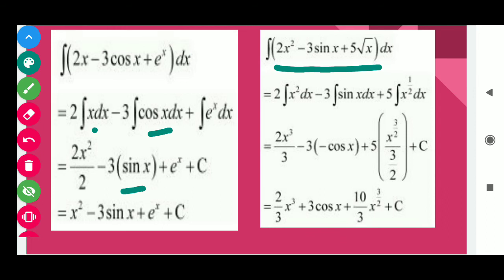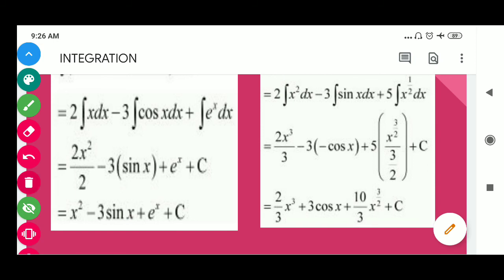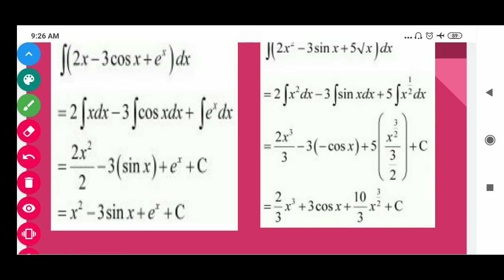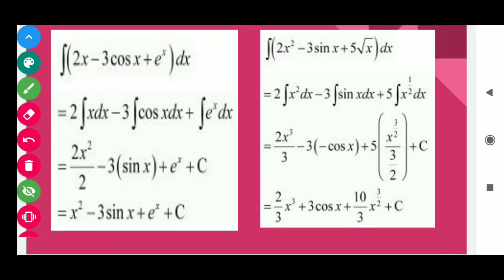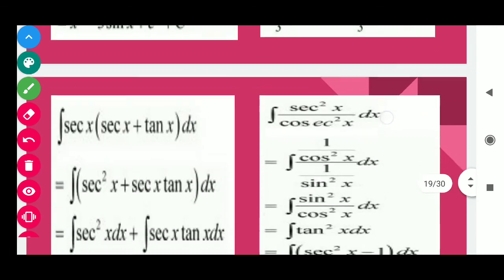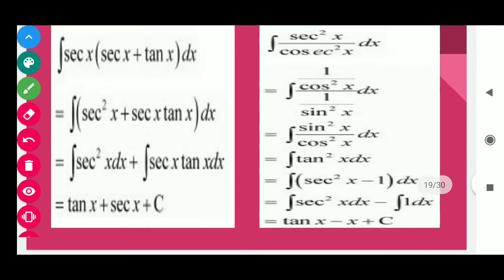Here integration of x square is x cube over 3, and integration of sin x. Integration of sin x is minus cos x, and integration of root x is x raised to power 3 by 2 over 3 by 2. And here c is some constant of integration. So students, in this way we have calculated this also. Next question is integration of secant x into secant x plus tan x.